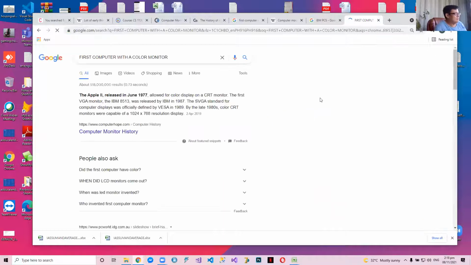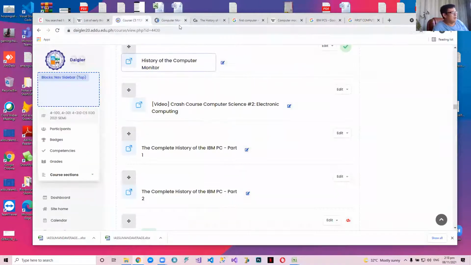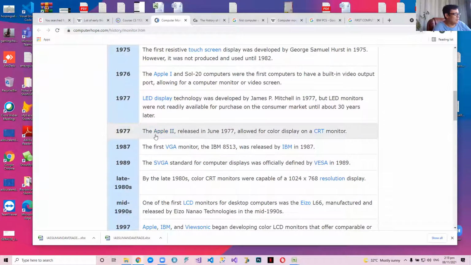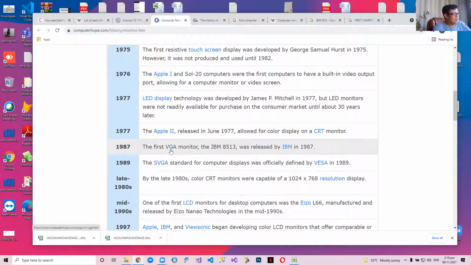Yes, Apple II, 1977. I didn't enjoy that, because a color monitor was very expensive during those days. So the first computer with a color monitor is in 1977. It's the Apple II. Okay. And the first computer, of course, to have a VGA monitor was IBM in 1987. The monitor was already VGA. Okay.